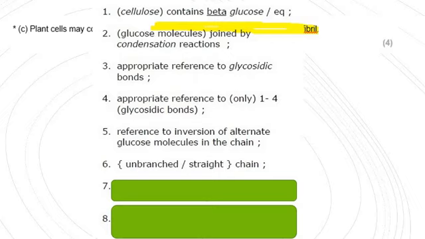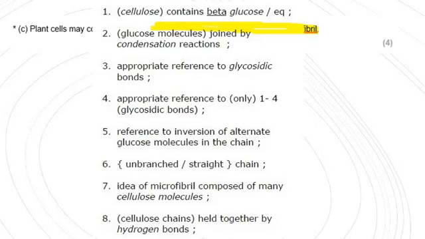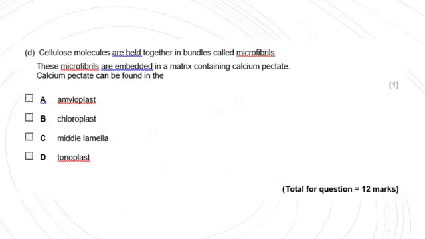And remember, we're talking about a microfibril, not just one molecule of cellulose. So a microfibril could be made from many cellulose molecules. And lastly, those fibers need to be held together somehow, so we're using hydrogen bonds to hold together those cellulose chains. Out of all of these 8 points, score yourself out of 4. And it brings us to our very, very last question.